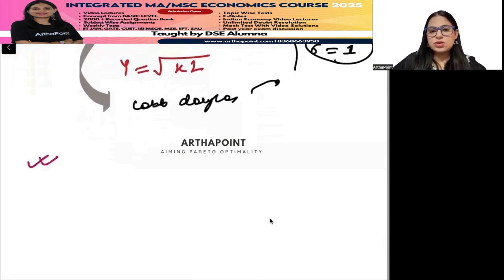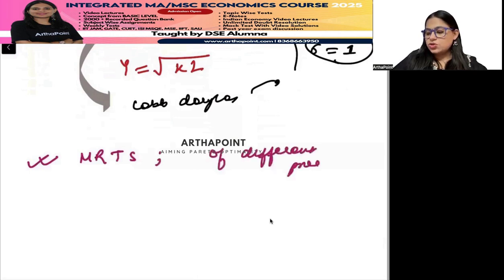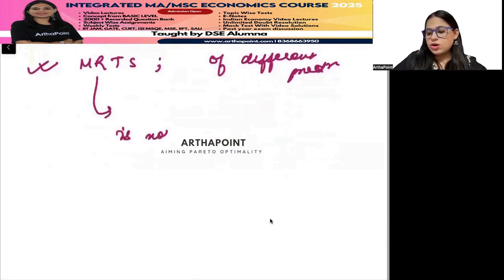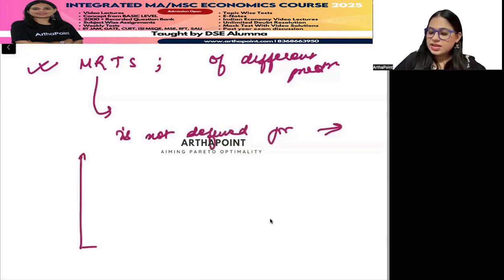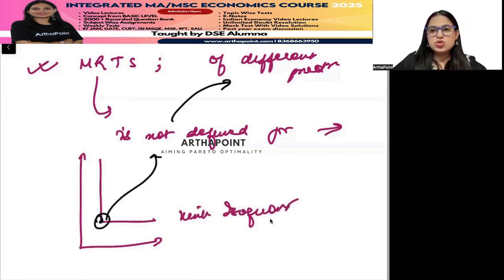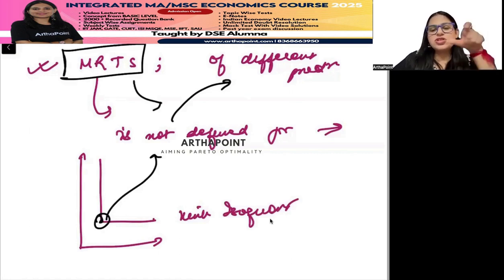Then you need to focus on marginal rate of technical substitution of different production functions. है ना? तो जैसे अगर मैं आपको बोल दूं कि the MRTS is not defined for, तो हमें पता है that if I have a kink isoquant, right? So MRTS is not defined at the point of kink. So MRTS is not defined for kink isoquants at the point of kink. ये जो features हैं, you need to be aware about these features.